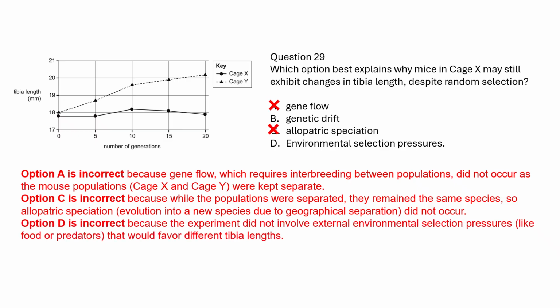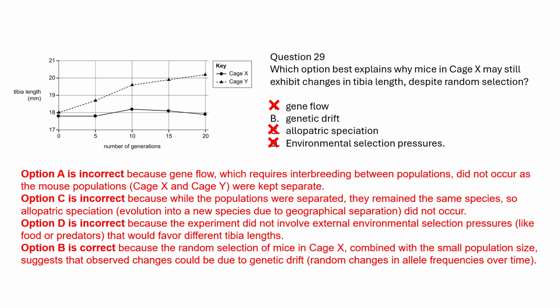Option D is incorrect because the experiment did not involve external environmental selection pressures, like food or predators, that would favor different tibia lengths. Option B is correct because the random selection of mice in cage X, combined with the small population size, suggests that observed changes could be due to genetic drift, random changes in allele frequencies over time.